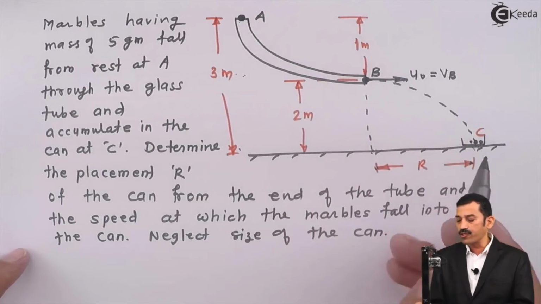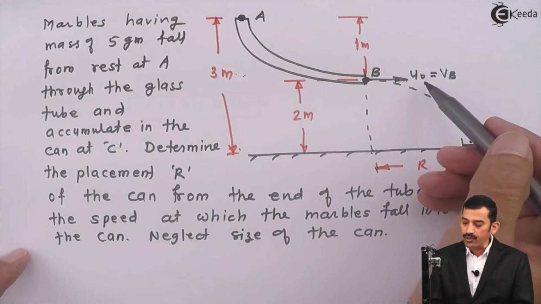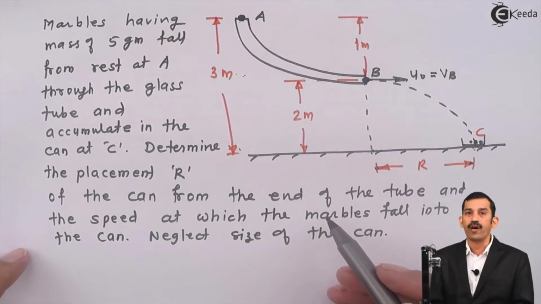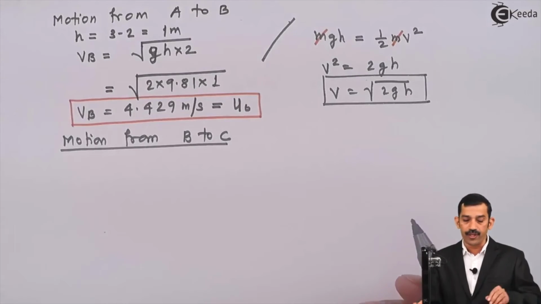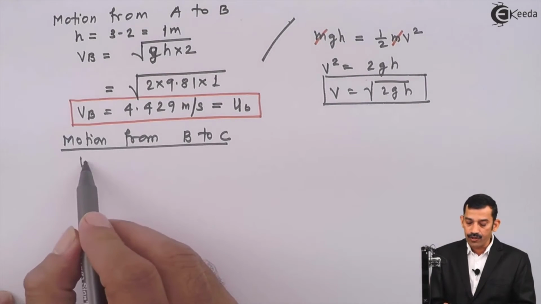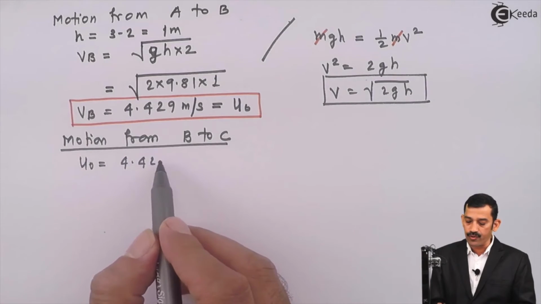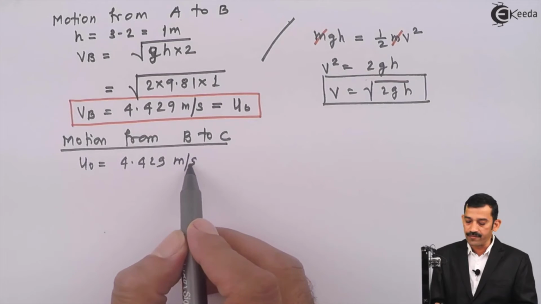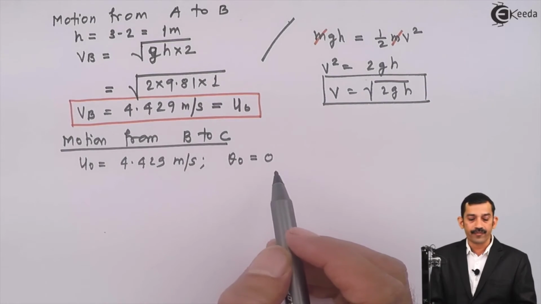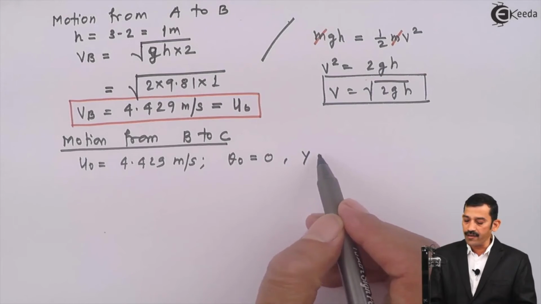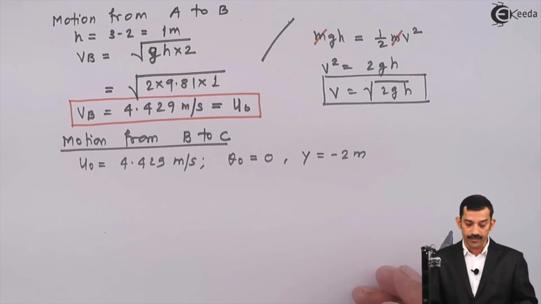If you consider motion from B to C, how many data are known at this stage? One is u0, the second one is y. Y is minus 2 meters. We'll write here: motion from B to C, what you know is u0, which is equal to 4.429 meters per second. Next, the vertical velocity component theta 0 is 0. Next, what you know is y. Y is again negative because the final position is below the initial position.